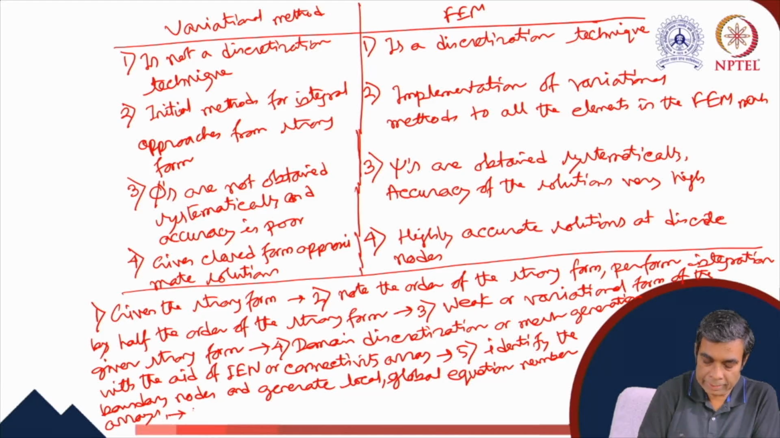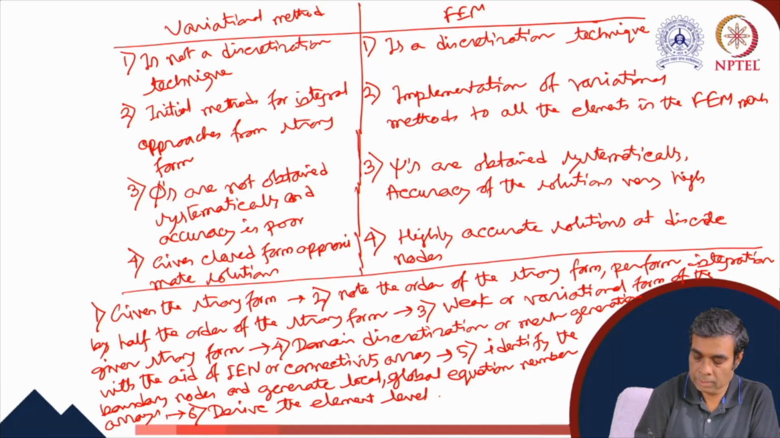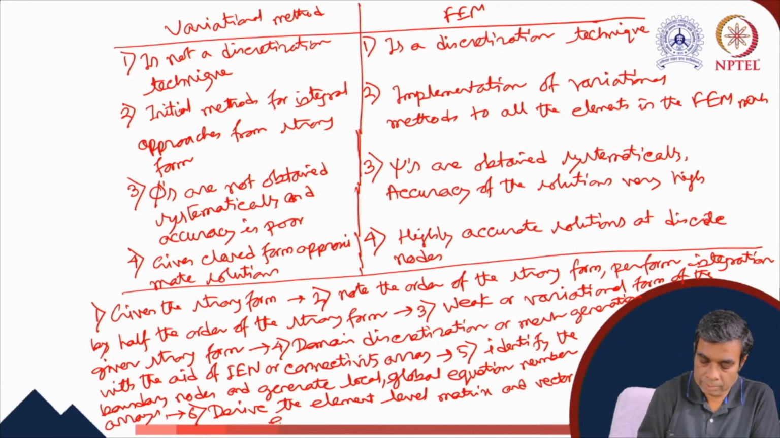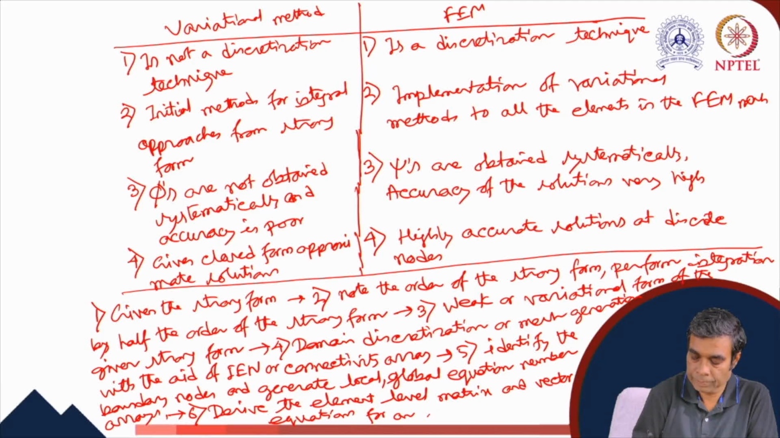Thus, from here, the sixth step is to derive the element level matrix and vector equations for an arbitrary element.